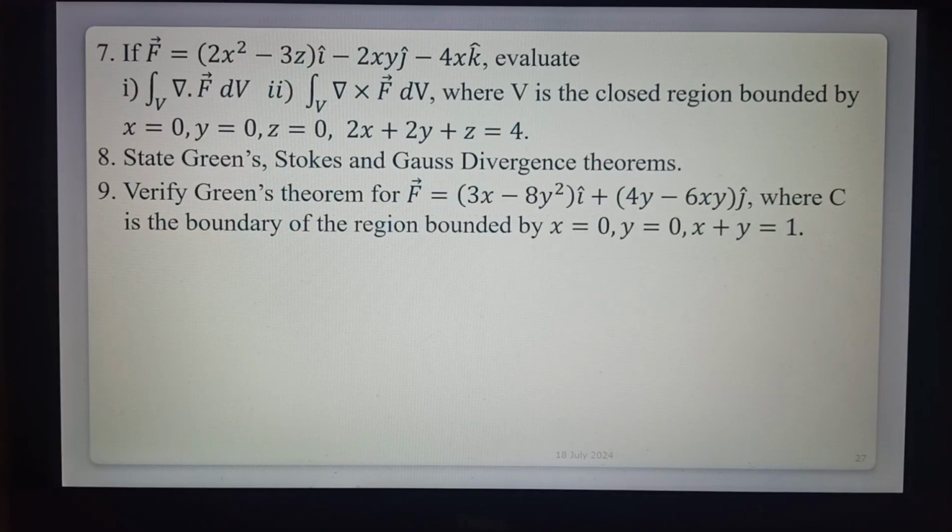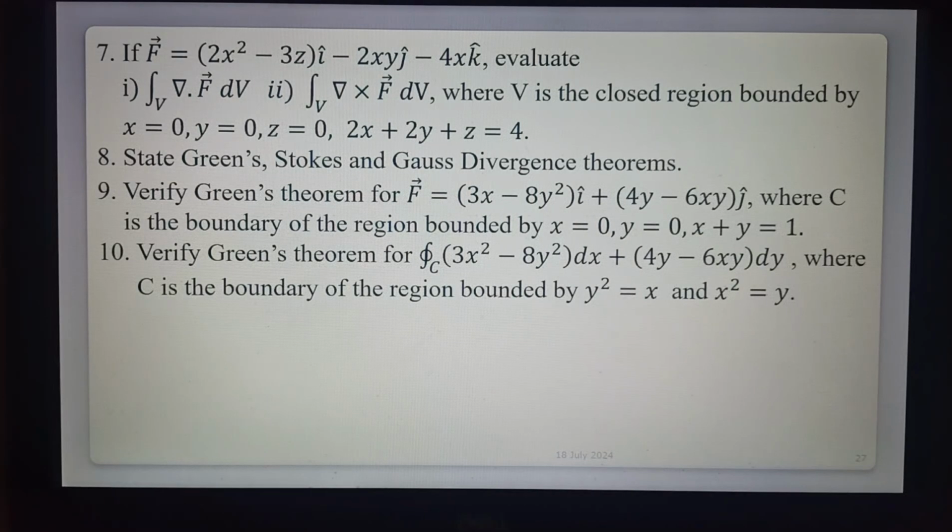So next question, verify Green's theorem for the vector field f bar, where C is the boundary of the region bounded by x is equal to 0, y is equal to 0, x plus y is equal to 1, and that is a triangle. So now verification, line integral and double integral. Okay?